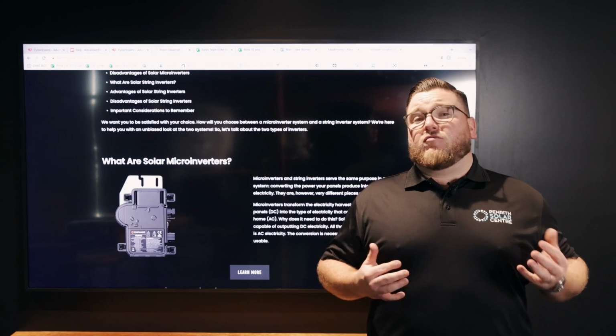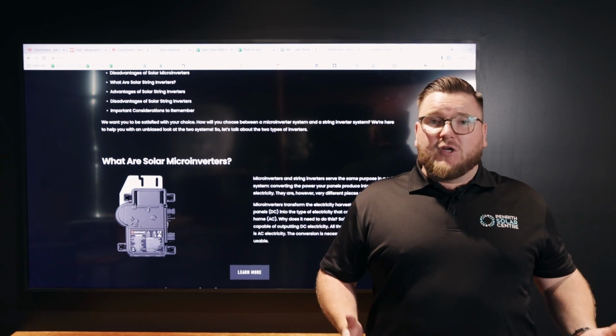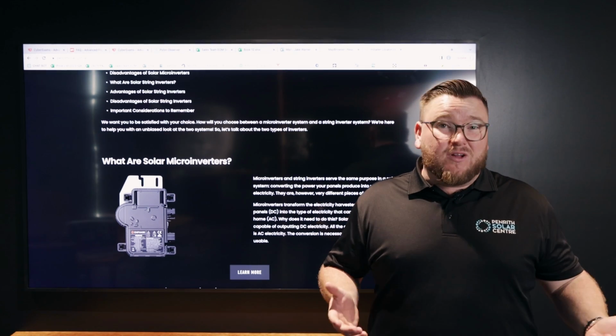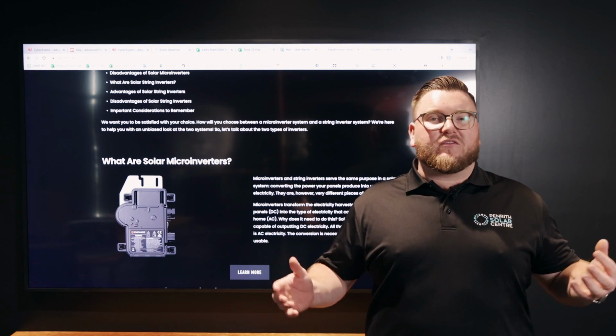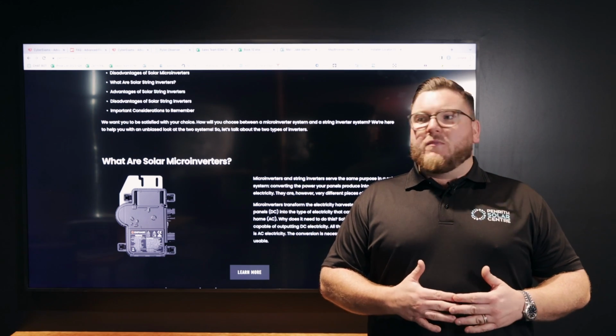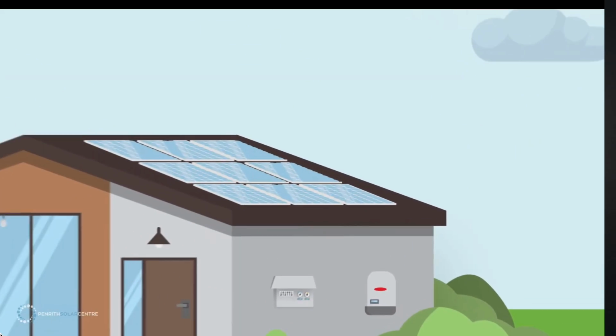Well, a string inverter is a really commonly used inverter in Australia. In fact, around 90% of total installs in Australia have string inverters on their walls. If you've ever been to someone's home and they've got a big blue box or a big white box or some noisy thing on the side of their wall and you can hear it, that's likely a string inverter.